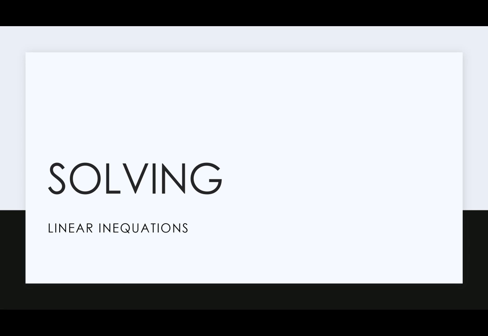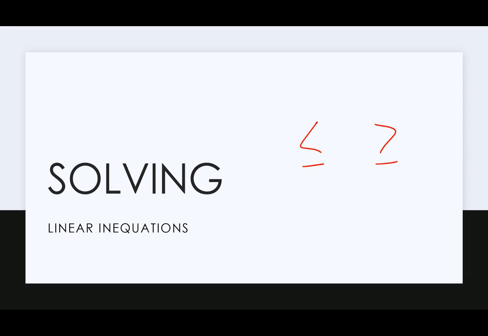In this video, we're going to look at solving linear inequations. Now, this process is almost exactly the same as the one in our previous video when we solved linear equations. However, we now have these inequality symbols involved. And that turns equations into inequations. And it means that we have often more than one solution.